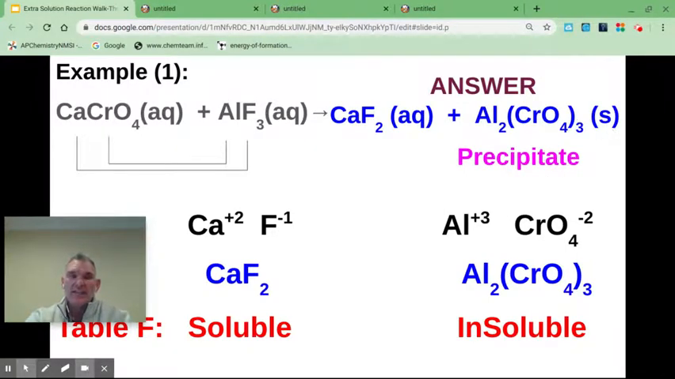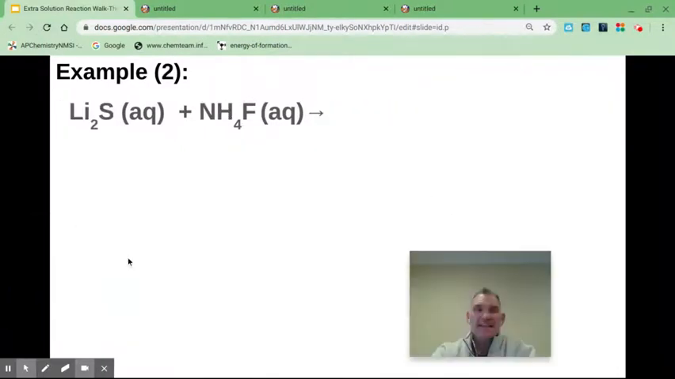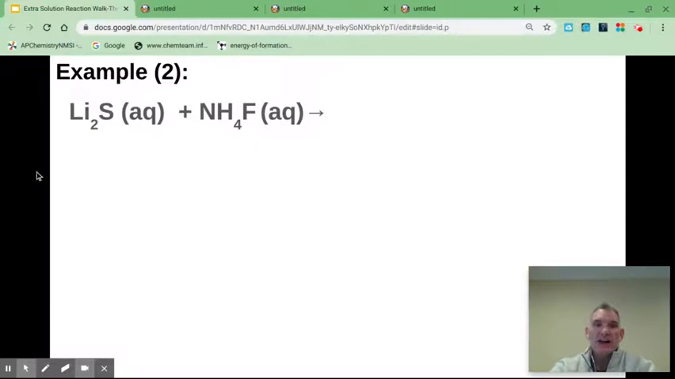Now, again, you may want to watch this slide several times to make sure you understand where things are coming from and how we get to different pieces. Let's take a look at the second example. In the second example, I'm starting off with Li2S and NH4F.